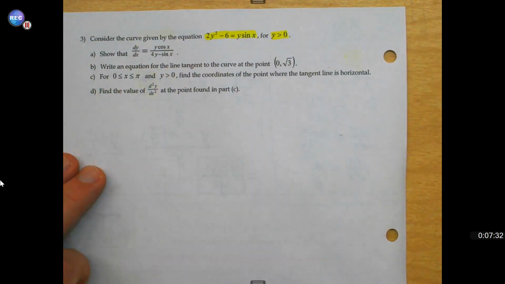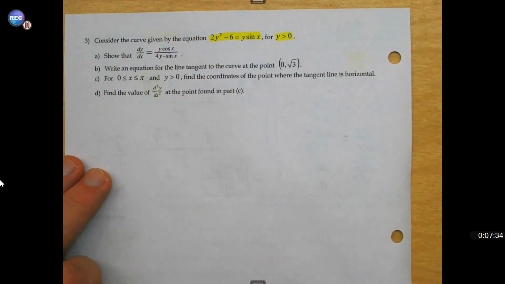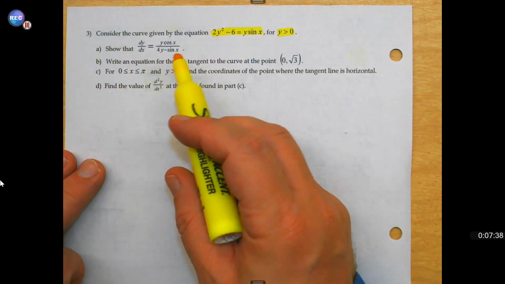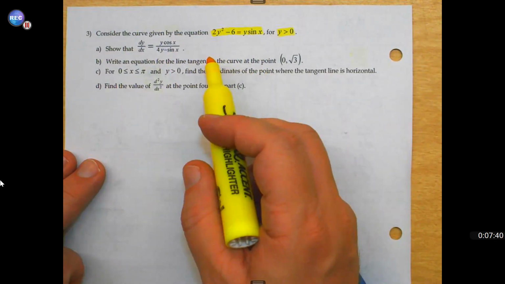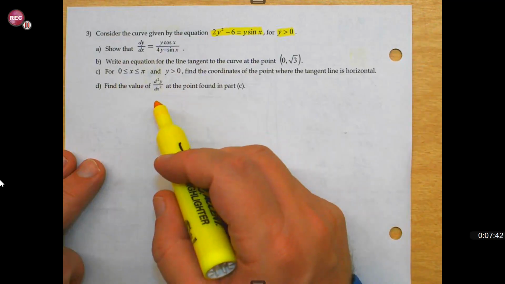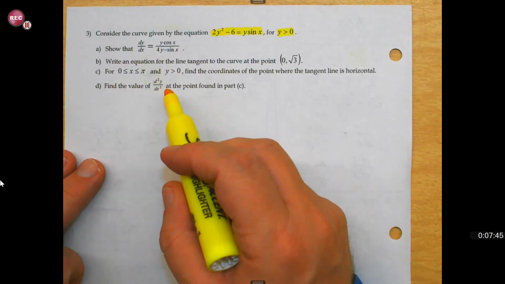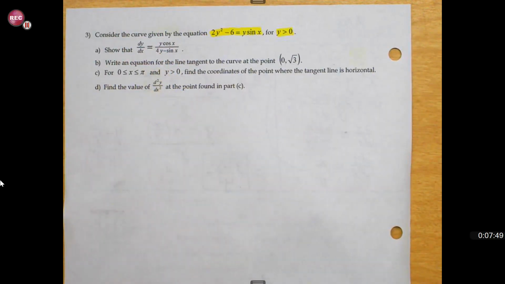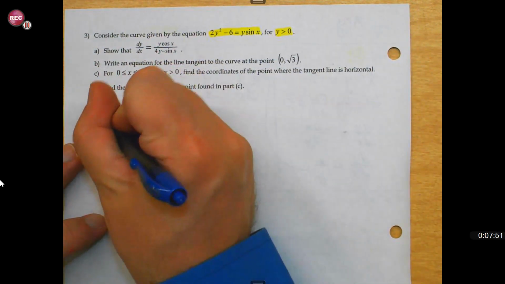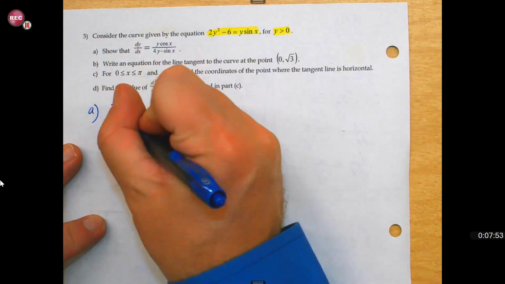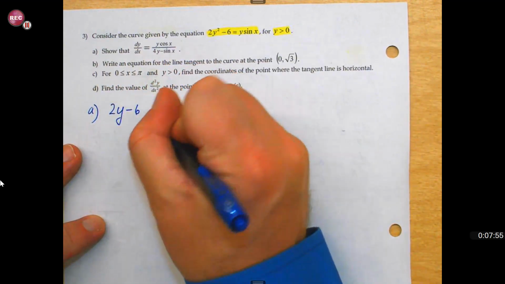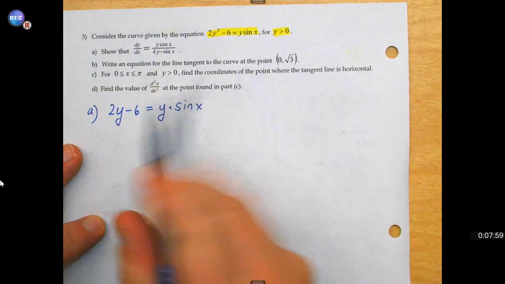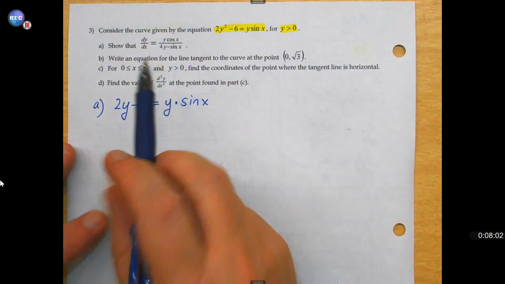So oftentimes in an open-ended question, they will tell you what the first derivative comes out to. You just have to show the work. That way, when you go to part D, for example, and you have to get the second derivative, you know that your first derivative is correct. So let's go over part A. And what we're going to do is just take that equation, and I want you to pause the video and see if you could get the first derivative to come out to what they have there.